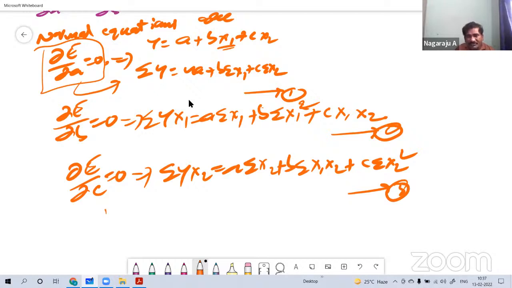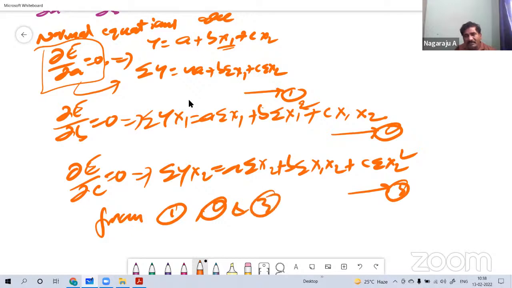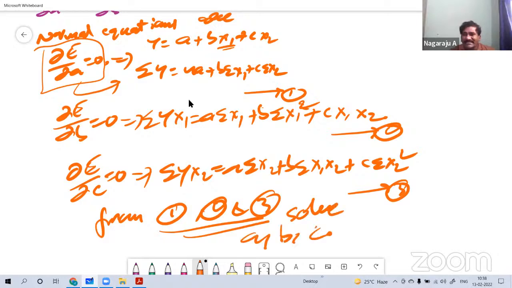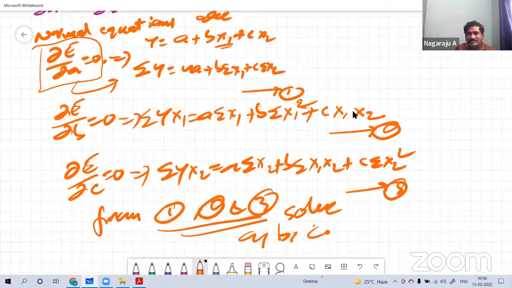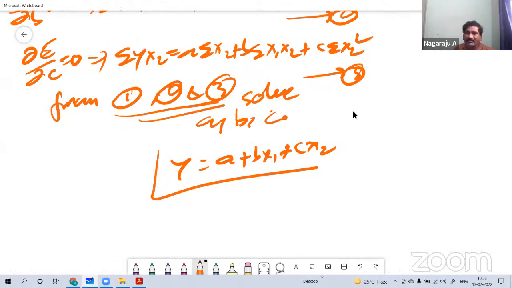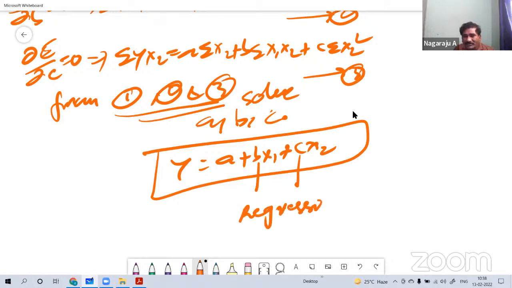If we solve the three normal equations, 1, 2 and 3, we get a, b, c. Those a, b, c are the coefficients of the regression equation. If we substitute them, a plus b x1 plus c x2 is the regression equation, and b and c are the regression coefficients.